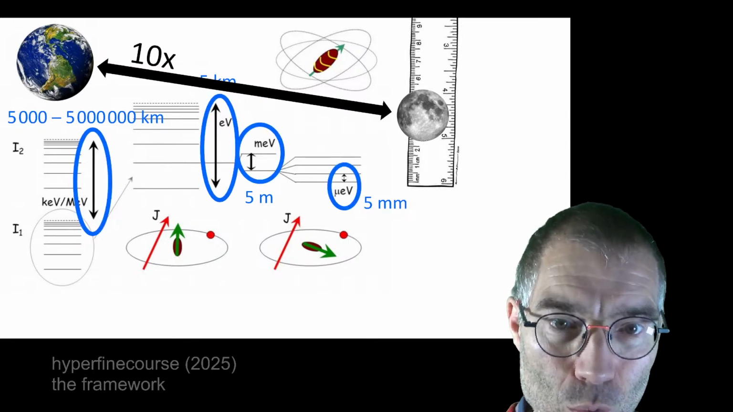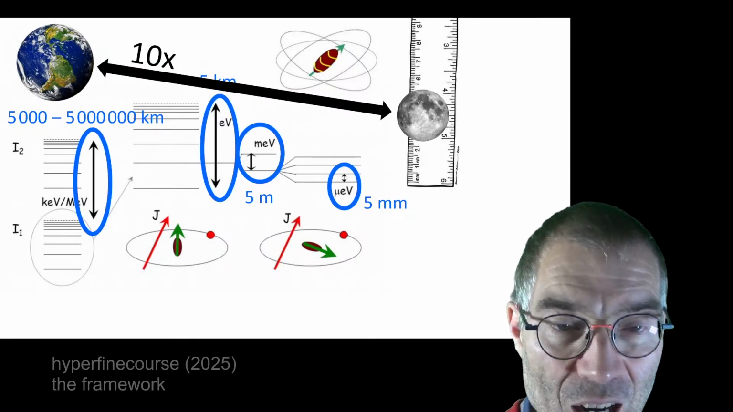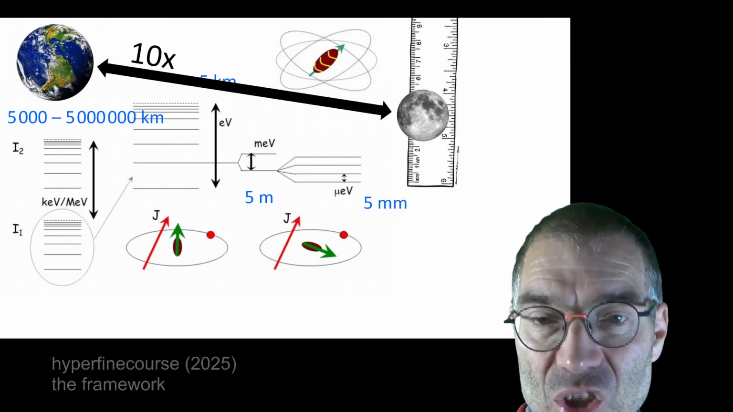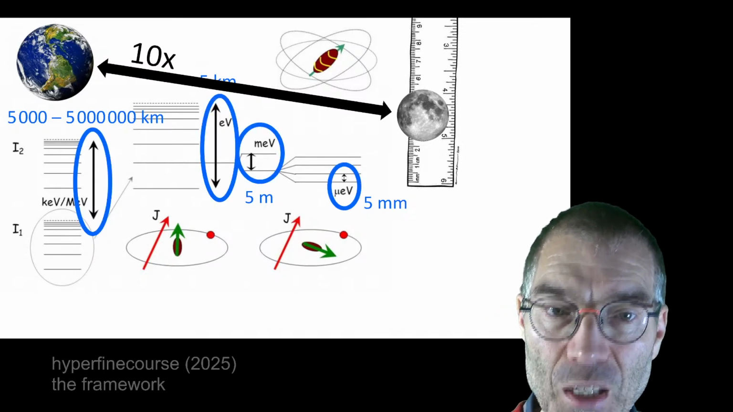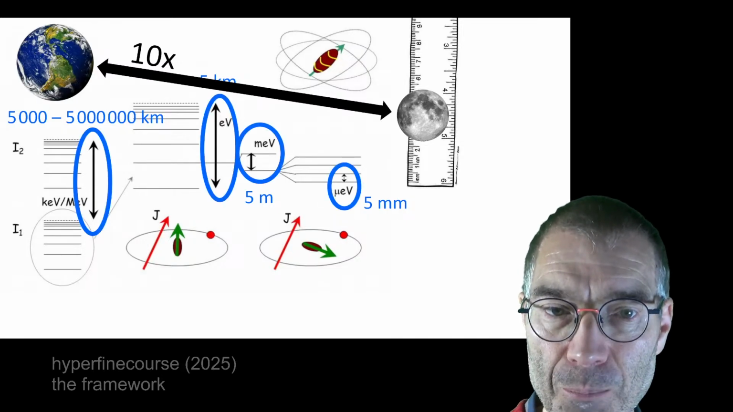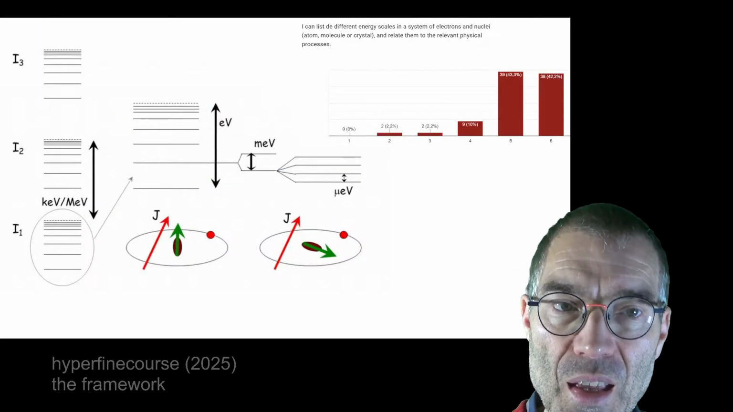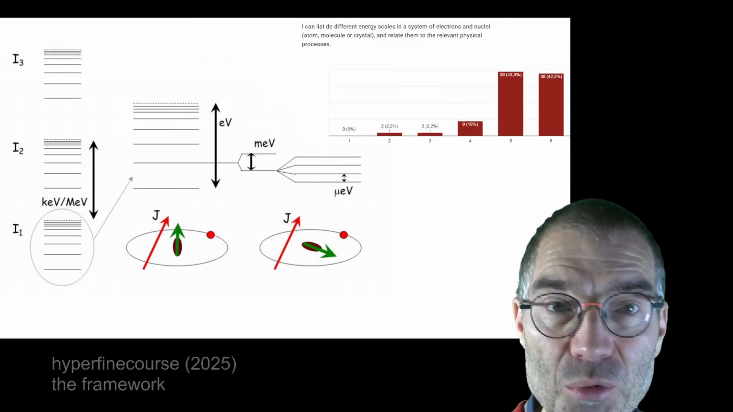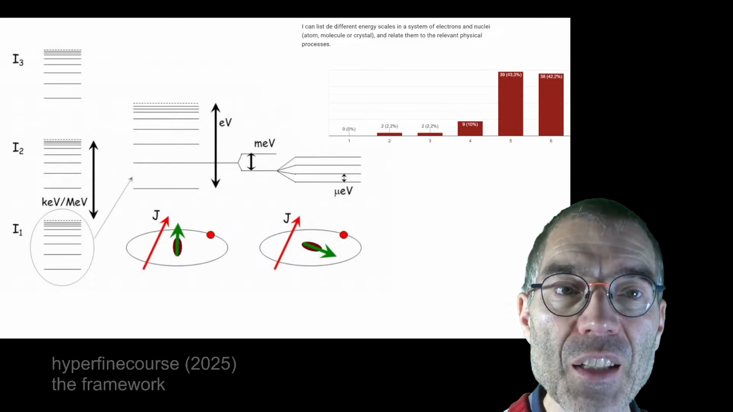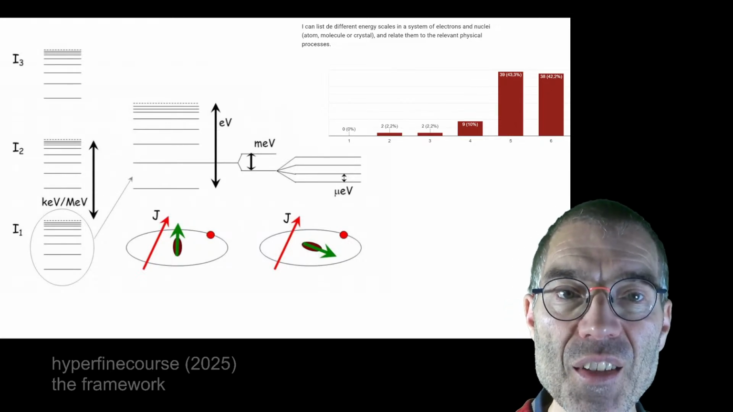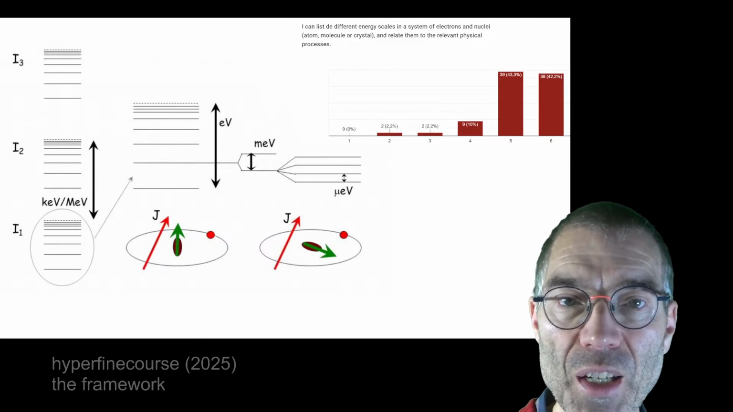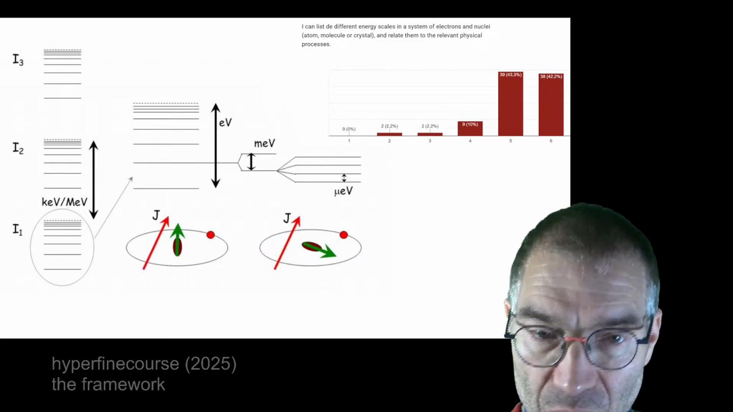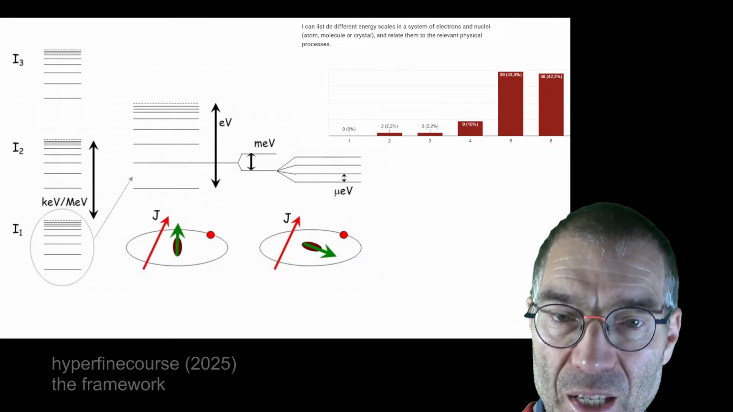So the word hyper in hyperfine is not an exaggeration. Compared to all the other energy levels in this scheme, these are very, very small energy splittings. And if you understood this, then you can answer confidently to this statement that you can list the different energy scales in a system of electrons and nuclei and relate them to the relevant physical processes. Every energy scale is due to a particular type of physics, as was explained in the video.